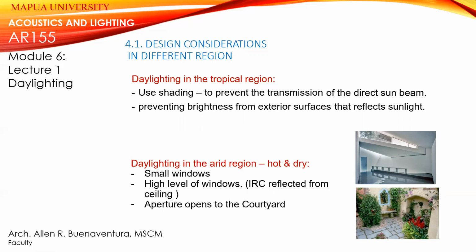Okay, so for daylighting in an arid region, hot and dry, you need to put small windows, like in the desert or in the Middle East. If you need a high level of light, use light reflected from the ceiling, and we need to create aperture openings on the courtyard. So in these areas, the courtyard is the main source of daylight, because in the courtyard there's minimum direct sunlight.